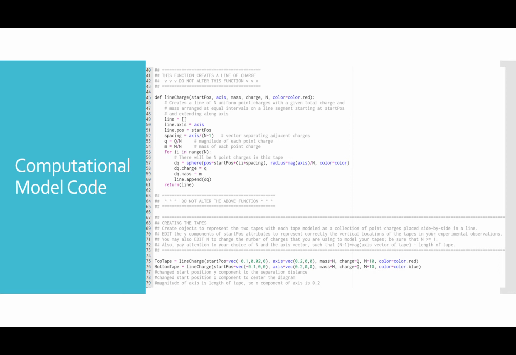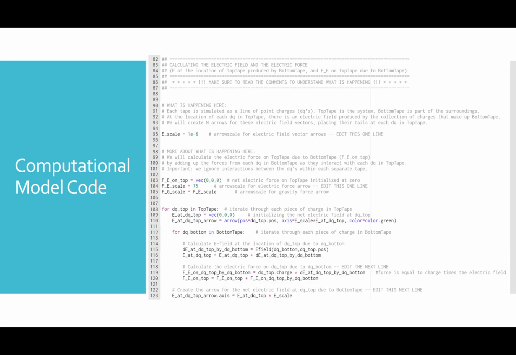So the starting position for top tape, the y component is 0.02 to denote the separation distance, and the x component was negative 0.1 for top tape and bottom tape, but that was just to center the diagram within the output. That had nothing to do with any of the computations. The axis for both of them, the x component is 0.2 because the magnitude of the axis was just equal to the length of tape. The E scale and the FE scale haven't changed.